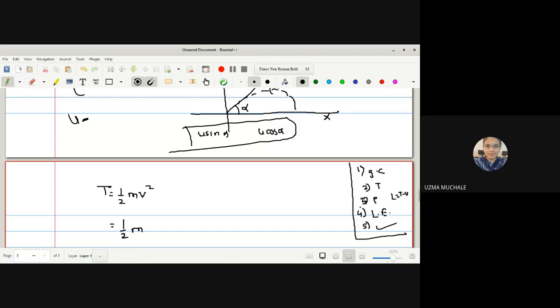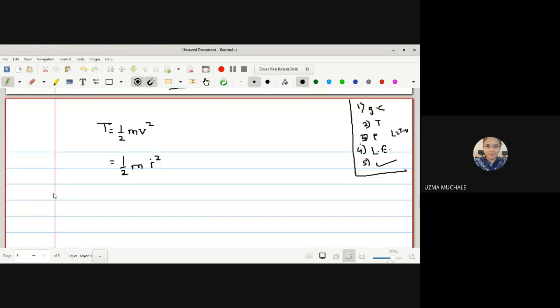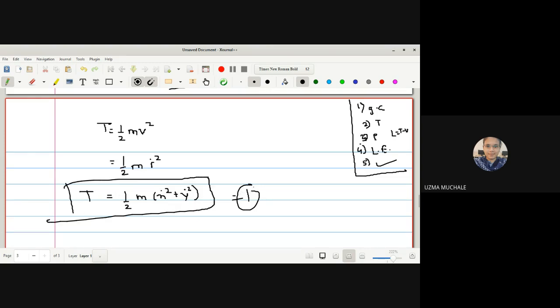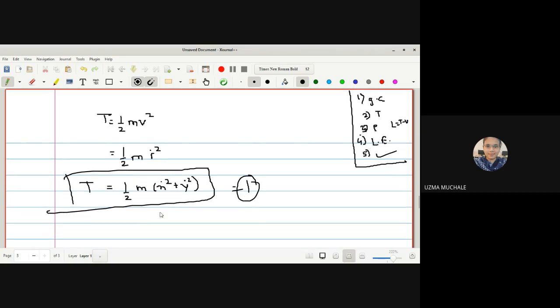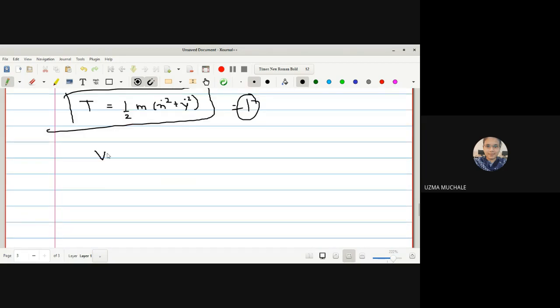So 1 upon 2 m r dot square. And hence, as we are in a 2D plane and x and y are sufficient to describe the position, I can write directly 1 upon 2 m (x dot square plus y dot square). Okay, let me name it equation 1, because x and y are sufficient to describe the position. There is no need to write it in terms of r and theta. So I have written the equation for kinetic energy; for potential energy it is mgh.